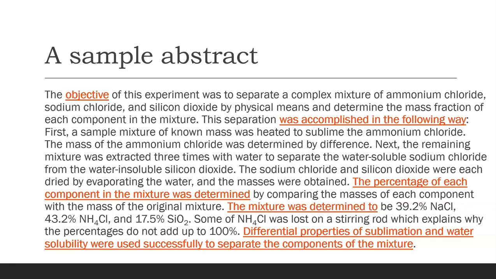And then you should end with some kind of summary statement. Maybe if there was a law that you were trying to demonstrate, you could end with that. But you want to end with some kind of summary or concluding statement that ties everything together.